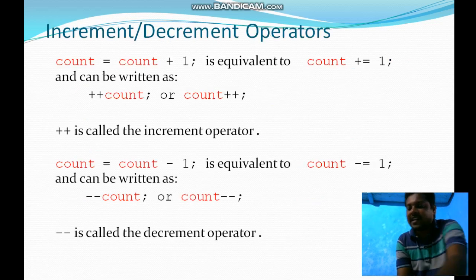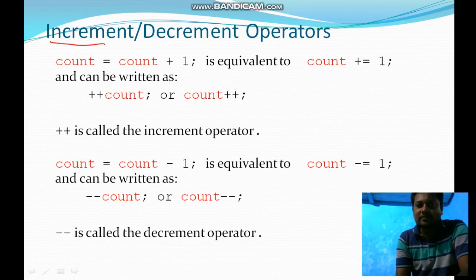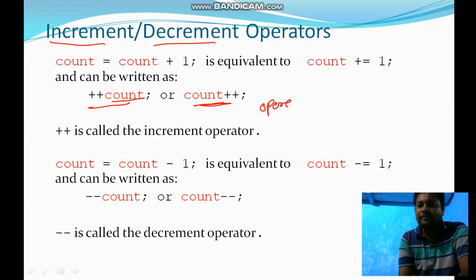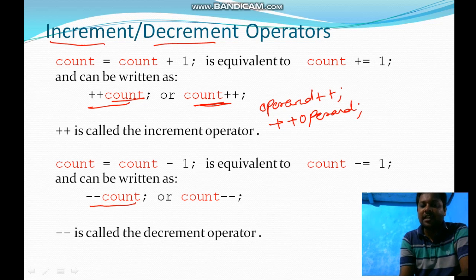Next we have the increment and decrement operators. The increment operator increments the count, and the decrement operator decrements the count. We have two types of increment and decrement: pre-increment and post-increment. This is called the operand. If you append the increment after the operand, it is called post-increment. If the increment operator comes first and then the operand, it is called pre-increment. Likewise for decrement, we have pre-decrement and post-decrement.